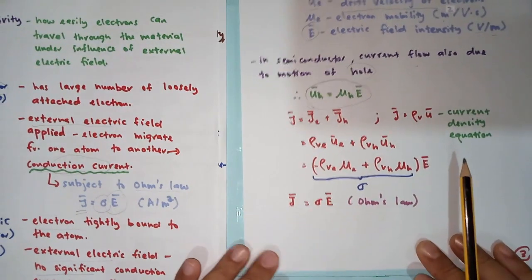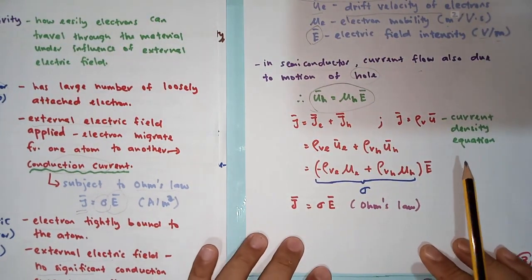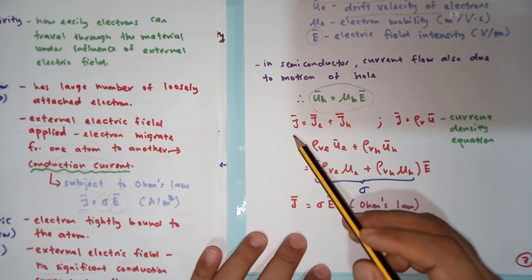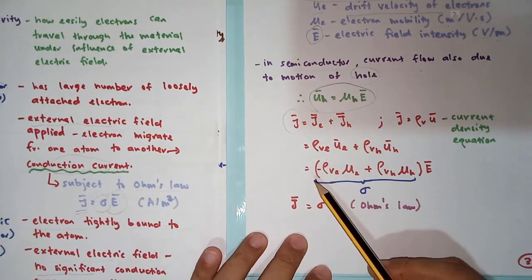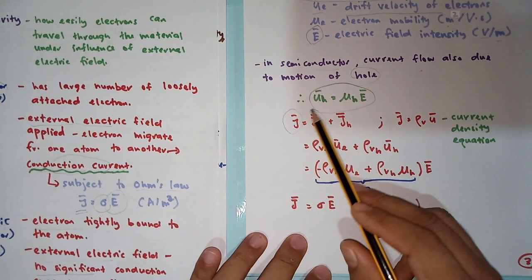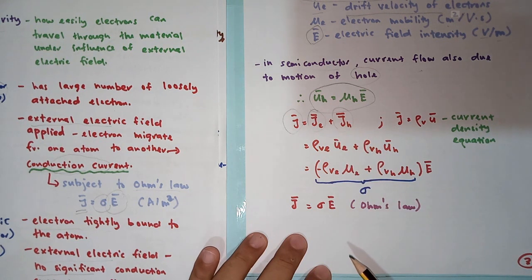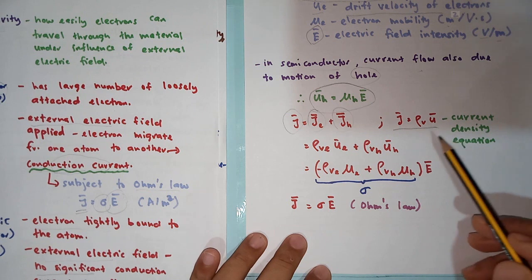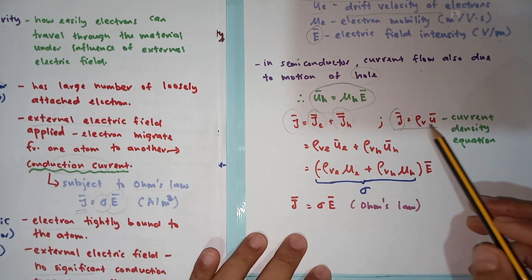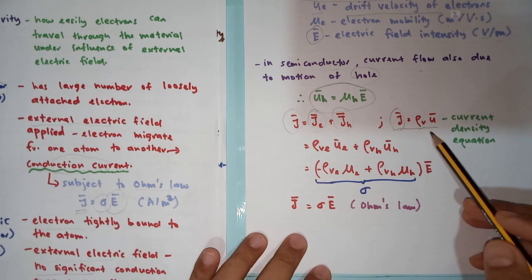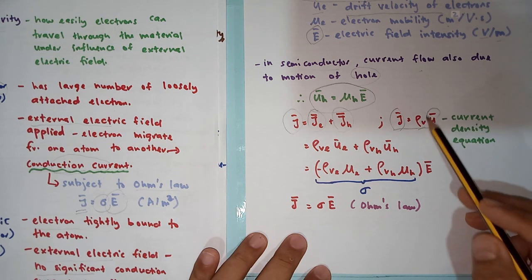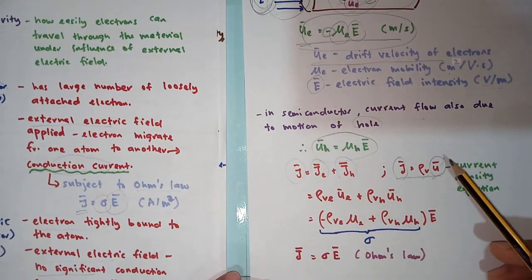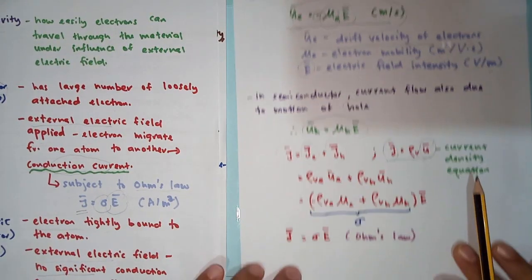Alright, in this case we are considering that the conduction current is due to electron and hole motion, so we have the equation that the vector J is equal to JE plus JH. The general expression for the vector J, the current density, is equal to rho V multiplied by the vector U, where the vector U represents the drift velocity for both electron and hole.